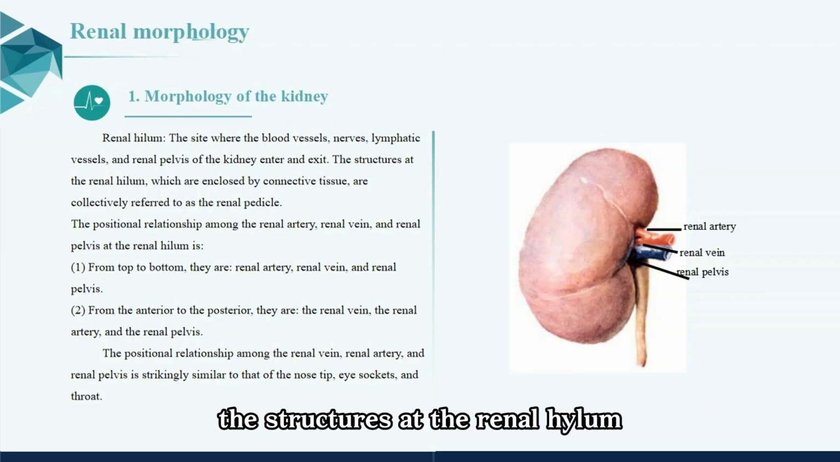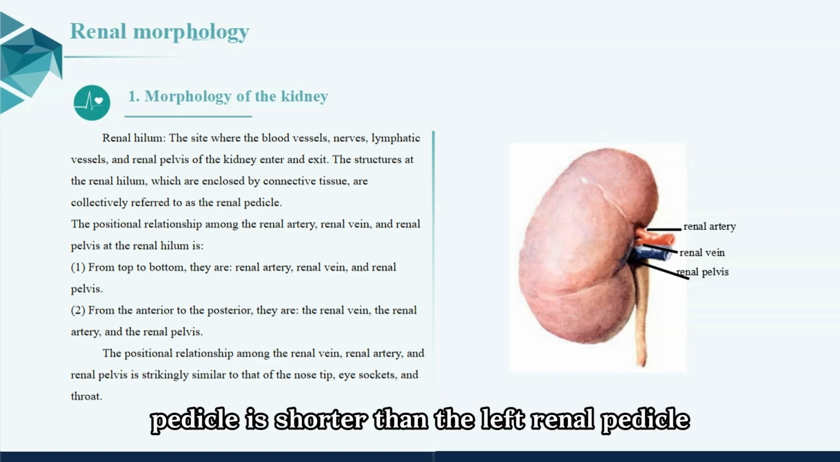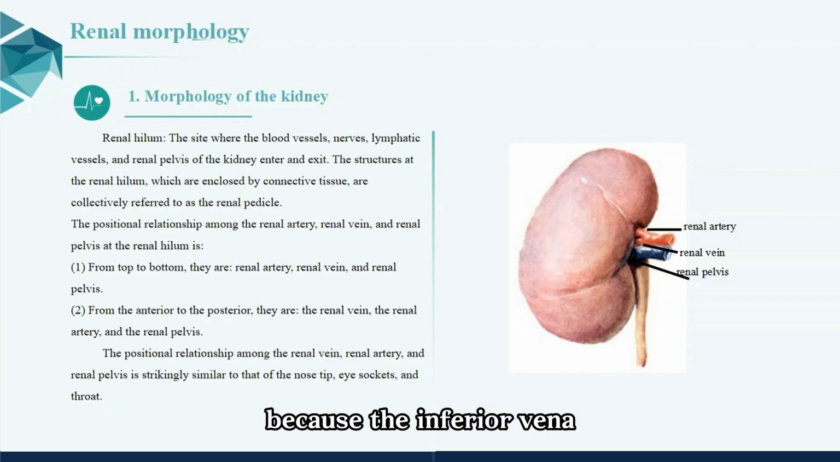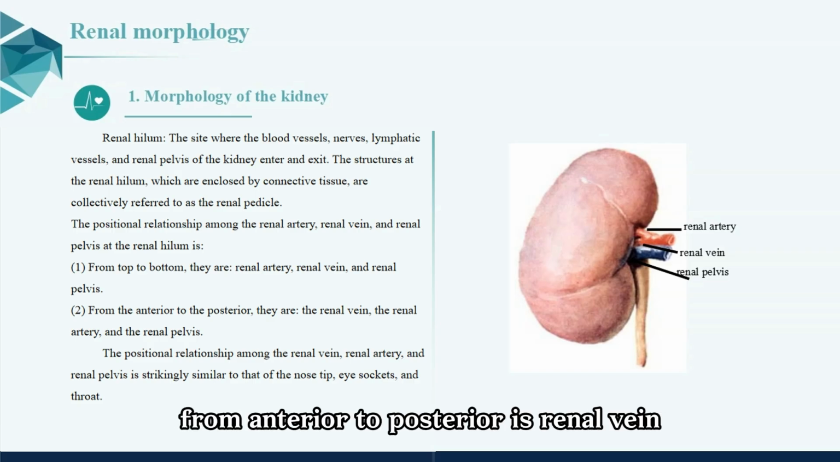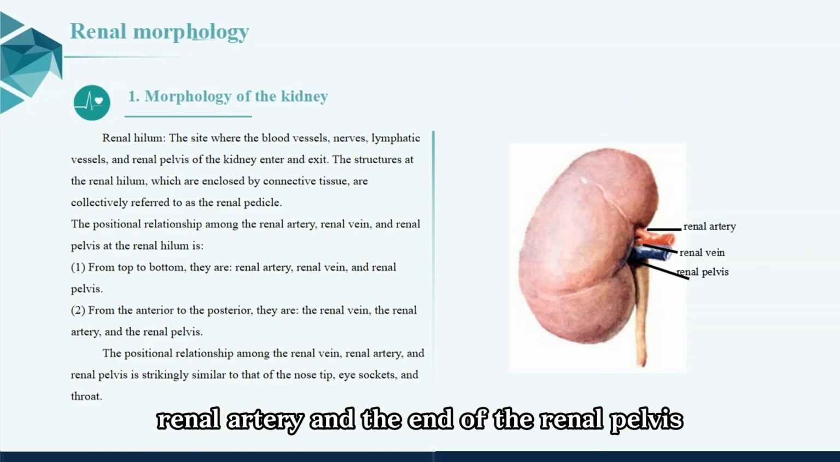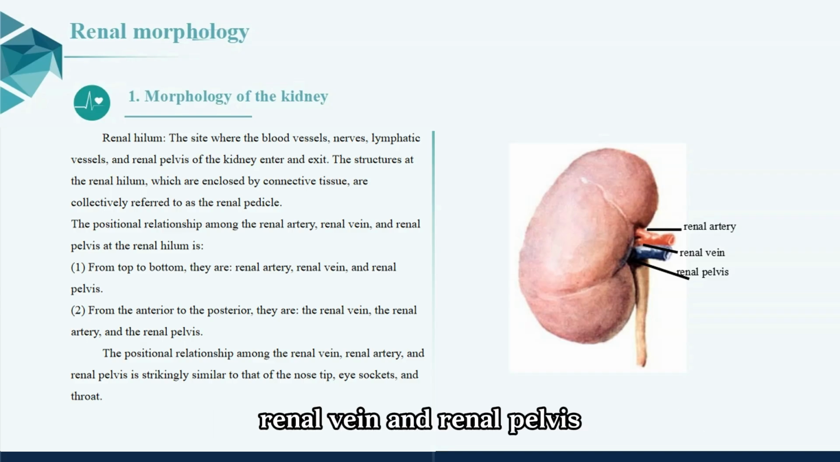The structures at the renal hilum are enclosed by connective tissue called the renal pedicle. The right renal pedicle is shorter than the left renal pedicle because the inferior vena cava is close to the right kidney. The arrangement of structures within the renal pedicle from anterior to posterior is renal vein, renal artery, and the end of the renal pelvis. From superior to inferior, the order is renal artery, renal vein, and renal pelvis.